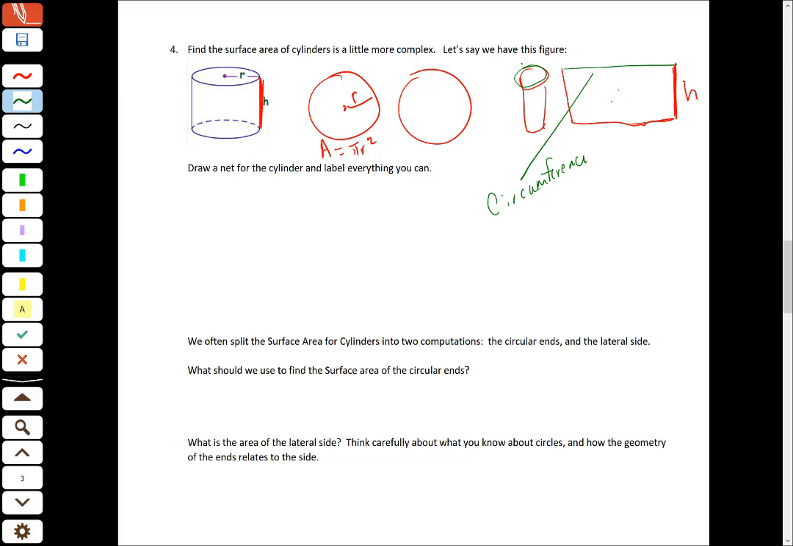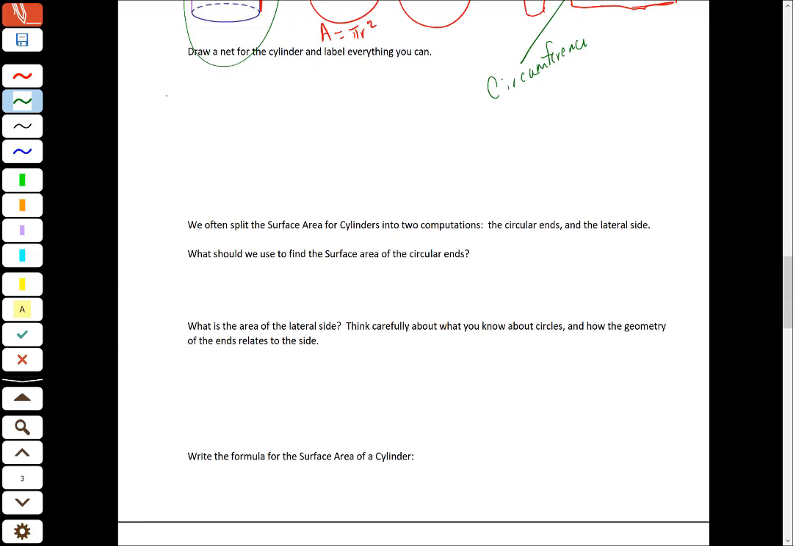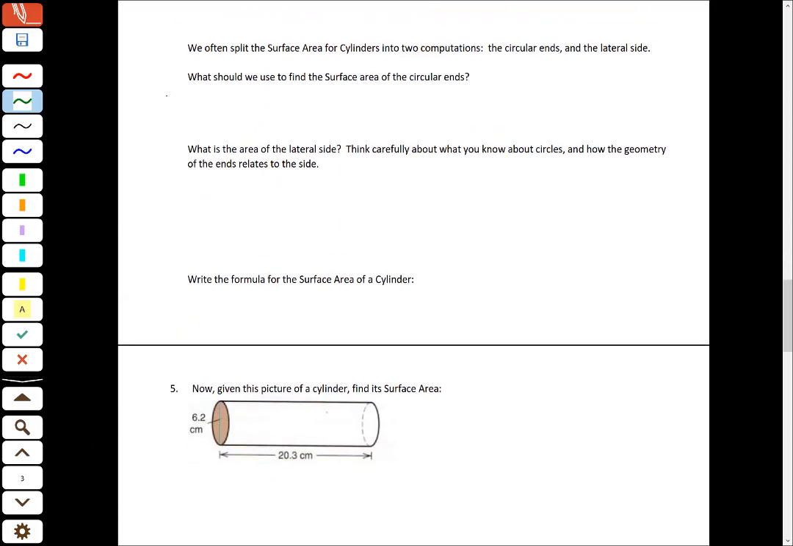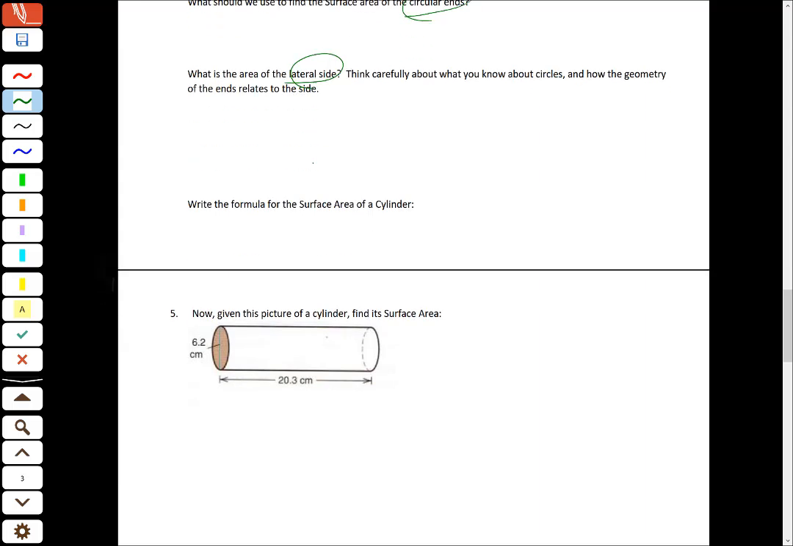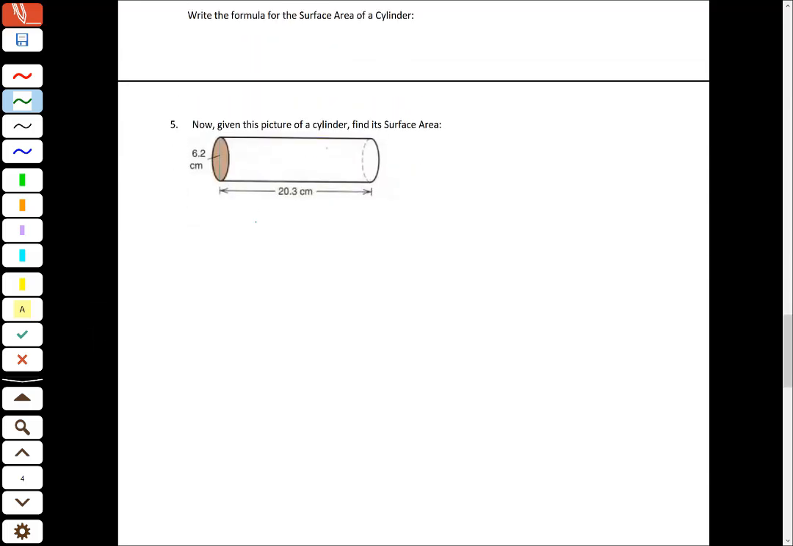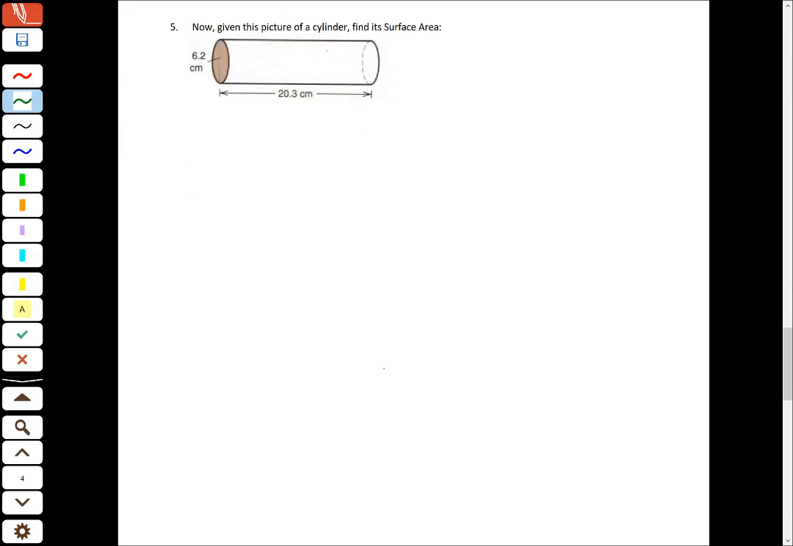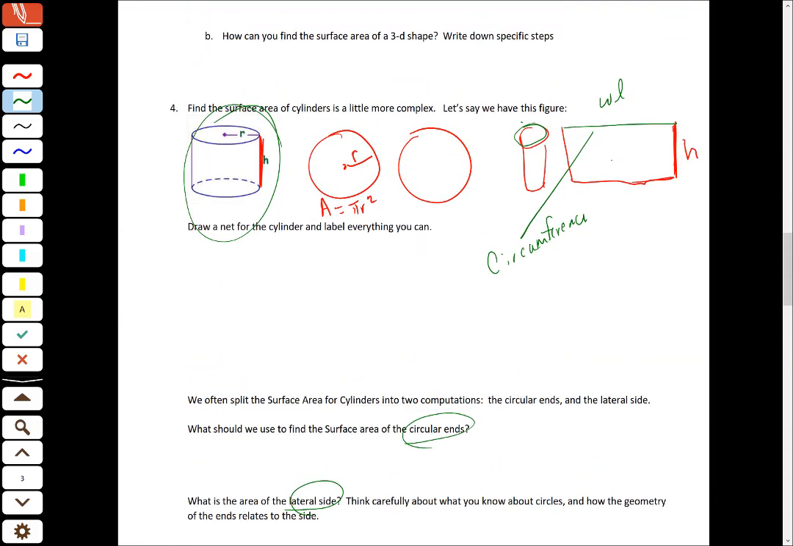So to find the area of this rectangle, it's still width times length, but you need to put that in terms of R and H. In the final formula for surface area of a cylinder, it only has R and H in it. It doesn't have any width or length in it. Okay, so I'll let you do that. And it has questions about the circular ends and the lateral side. We talked about that. And then it asks you to find the surface area of this example problem. So this is a mix of the things that we have been doing.